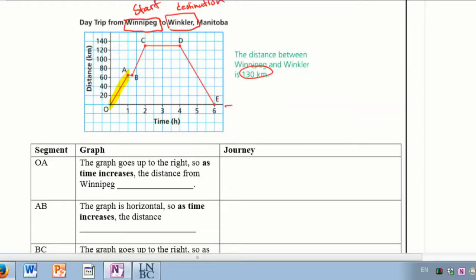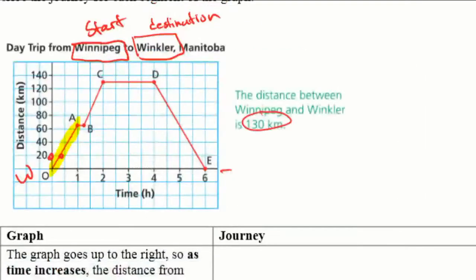All right, so the graph goes up. The distance from Winnipeg increases. If I'm starting at Winnipeg down here, now I'm, at this point I should say, 20 kilometers away from Winnipeg. Here I'm 40 kilometers away from Winnipeg, and then just here I'm just over 60 kilometers away from Winnipeg. So it looks like it's increasing.